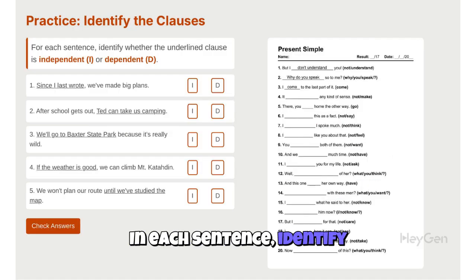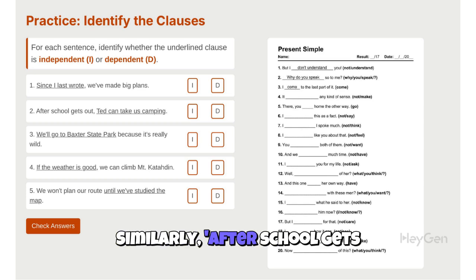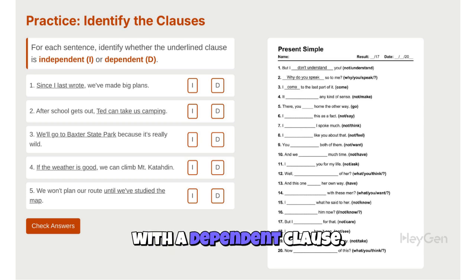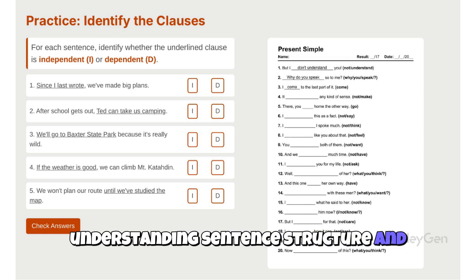In each sentence, identify the underlined clause as independent or dependent. For example, since I last wrote, we've made big plans contains a dependent clause. Similarly, after school gets out, Ted can take us camping also starts with a dependent clause. Recognizing these helps in understanding sentence structure and meaning.